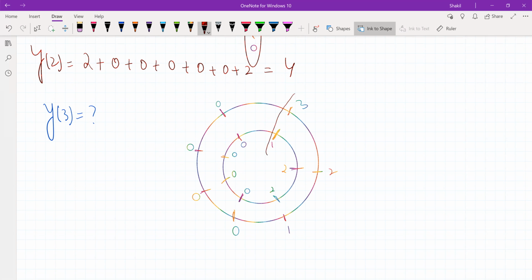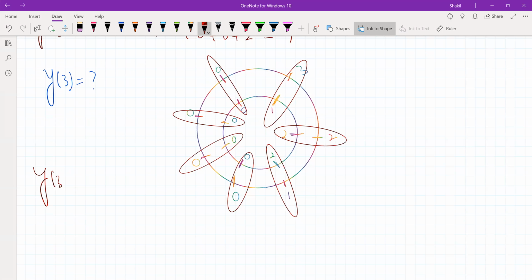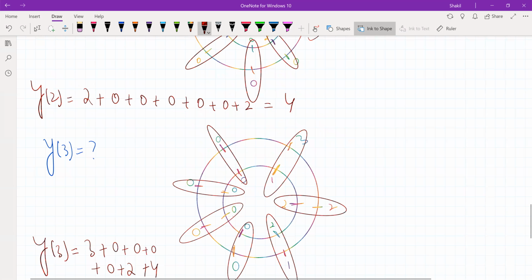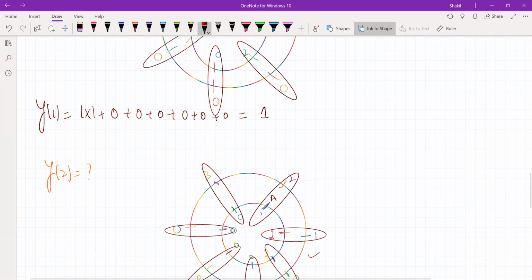So what I have to do, I have to multiply this with this, this with this, with this. Right? So multiplying this, y of 3 equals 3 plus 0 plus 0 plus 0, plus 2, plus 2, 6. What is y of 3 here that we have got using the linear combination. Okay. So if you continue this procedure, you will get the result correct.